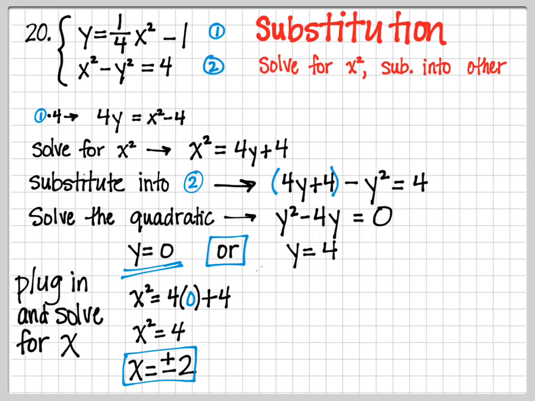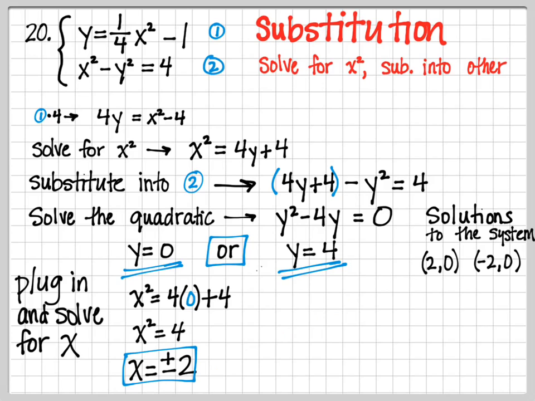So I plug that into equation number 1, where I had already solved for x squared, you can see where I used it up here. And so I substitute that in, and I get that x equals plus or minus 2. And so therefore, I've got solutions to the system. We have those first 2 points: when x is positive 2, y is 0, and when x is negative 2, y is 0. Now we're going to do the same thing with the other solution for y.